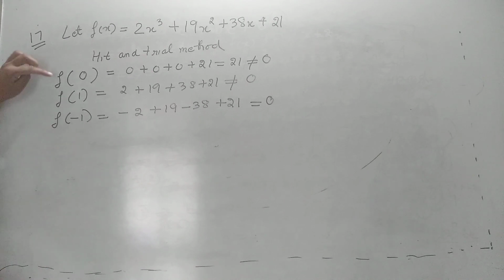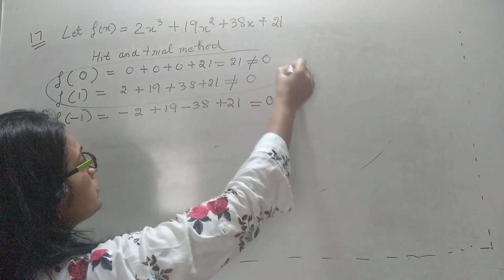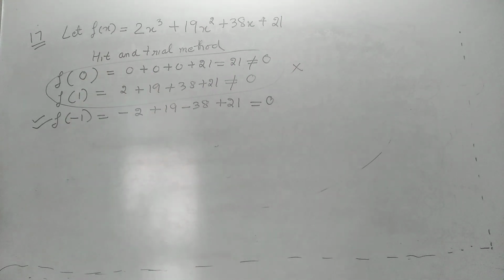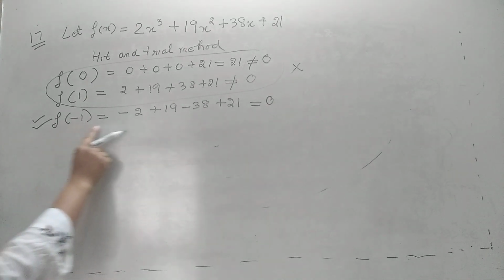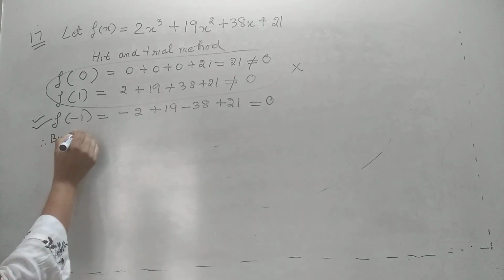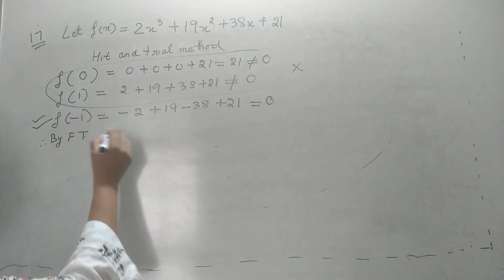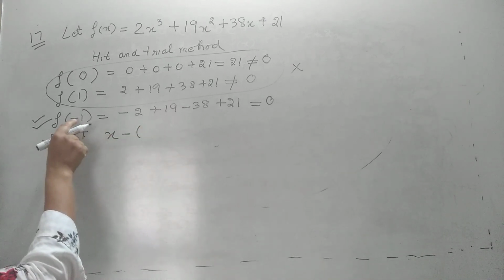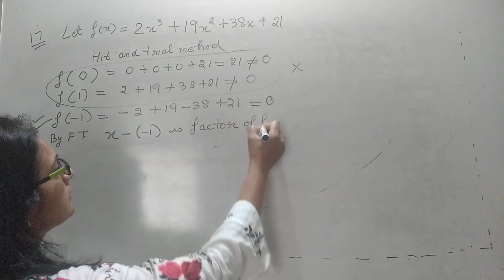It is not compulsory that in the answer you have to write all the numbers. If you directly know that by putting minus 1 the expression becomes 0, then there is no need to write these. You can directly write only for that number for which this expression becomes 0. Now this expression becomes 0 when I put x equal to minus 1. So therefore, by factor theorem, if f of alpha is 0, that means x minus alpha, that is x minus of minus 1, is a factor of f(x).